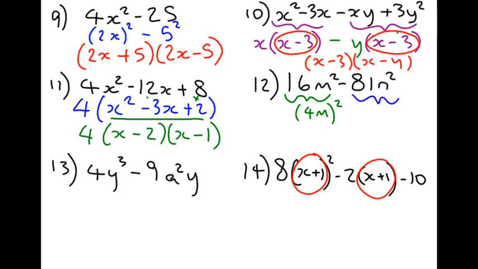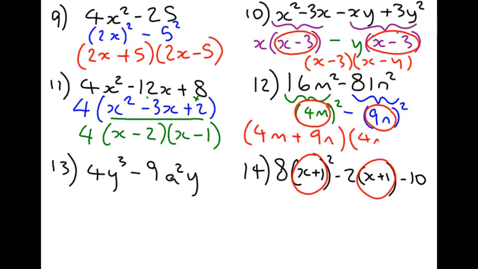81n squared can be written as 9n all squared. 9n times 9n gives you 81n squared. It's the difference of two squares because it's taken away. It's this thing squared and this thing squared. So you get 4m plus 9n, 4m minus 9n. Doesn't matter which way around you put those brackets.